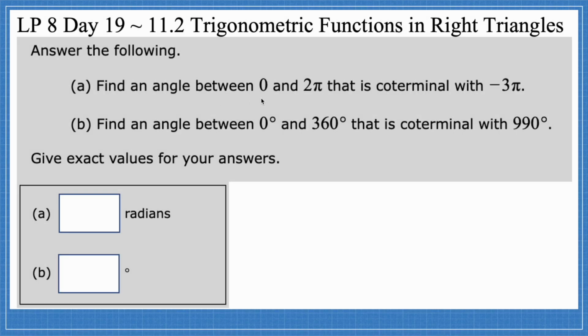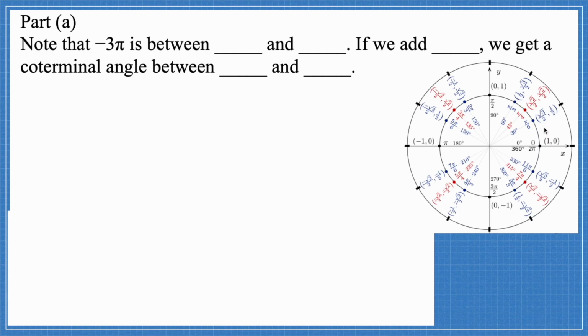So we're going to find an angle between 0 and 2 pi that is coterminal with negative 3 pi. And then we're also going to find an angle between 0 and 360 degrees that is coterminal with 990 degrees. So they're having us do it both with radians and with degrees. So let's start off with the radians. Note that negative 3 pi is between negative 4 pi and negative 2 pi. If we add 4 pi, we get a coterminal angle between 0 and 2 pi.